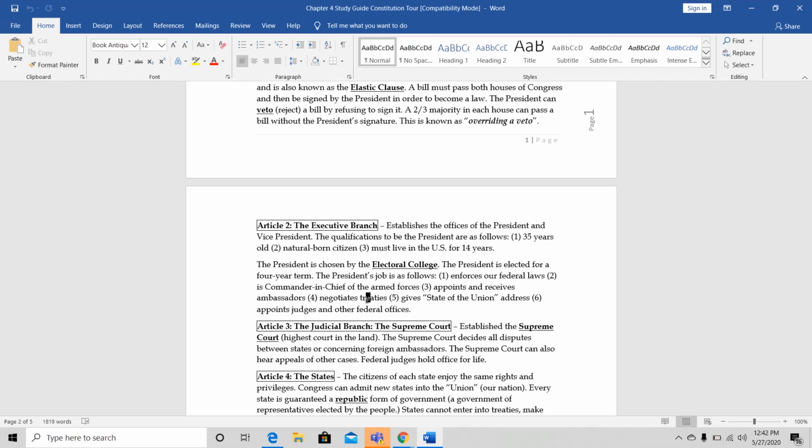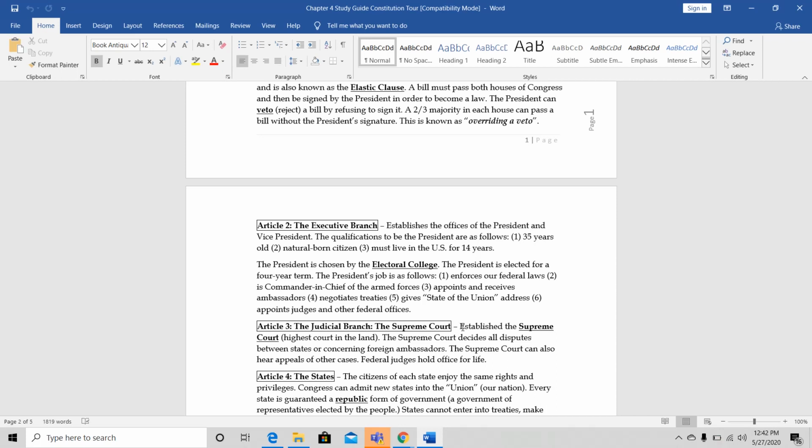Yeah, so let's go to Article 3, the Judicial Branch, and that ties in with the lazy elephants jump. Okay, so the Judicial Branch basically is our court system, and it starts off with the Supreme Court, which is the highest court in the land. And they will settle all kinds of disputes, and we're going to get into that in another chapter. But just know that the Supreme Court is set up by the Judicial Branch in Article 3.